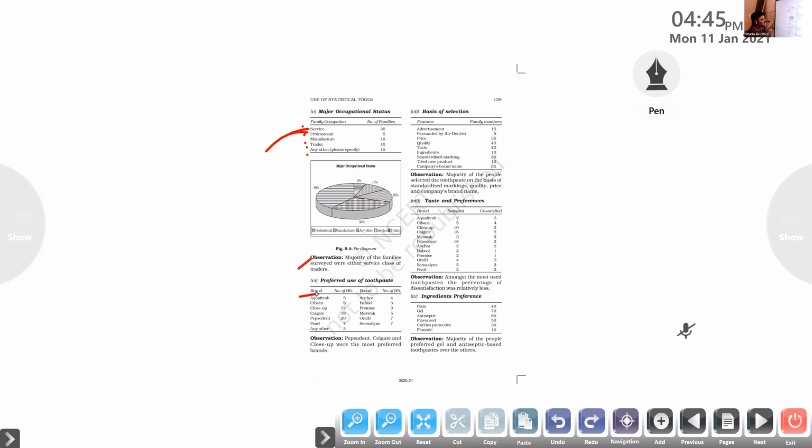And we want to find out our main rival. Who is the main rival here? So we can find it is Pepsodent, Colgate, Close-Up. A huge number of buyers are purchasing those. Next one, what kind of advertisement do you want to use?